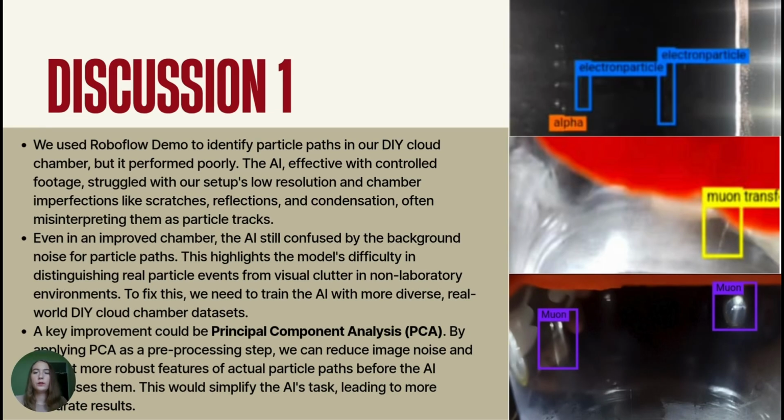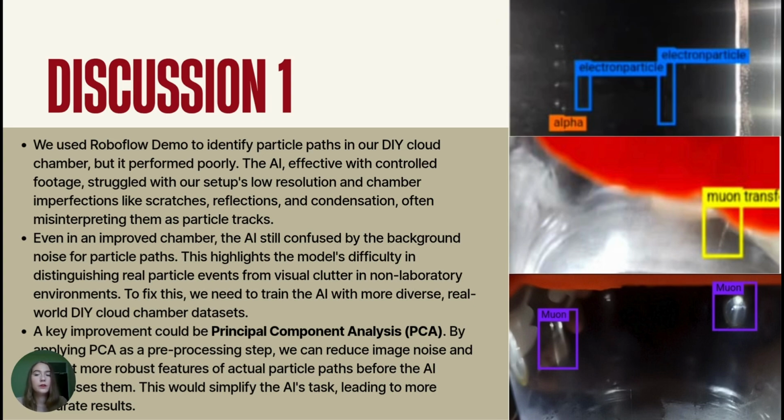In our experiment, we used an AI tool called Roboflow Demo to identify and classify the different particle paths within our cloud chamber. Initially, this seemed promising, especially when we tested it with sample cloud chamber footage from controlled environments. However, when applied to our DIY cloud chamber, the AI's performance was noticeably less effective. Our major limitation was the camera resolution. Our setup lacked the clarity needed for precise detection.